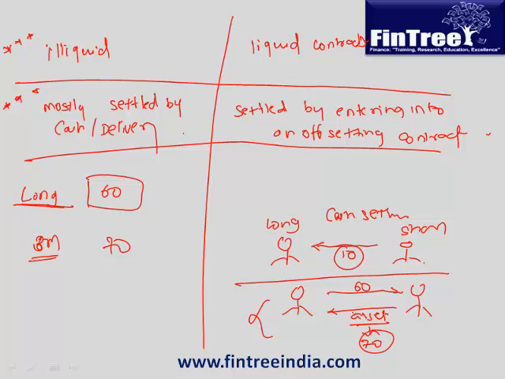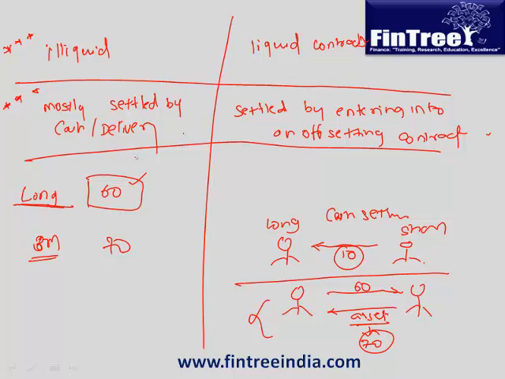So all these futures are traded on an exchange. Let's say I have taken a long position at a price of 60. On the day of expiry, that future contract would be worth 70. So now I would initiate a short position at 70, a long position offset by a short position at 70. I will book my profit of 10 rupees. So instead of doing a cash settlement or a delivery, you simply exit the contract by entering into an offsetting contract. Are we clear?